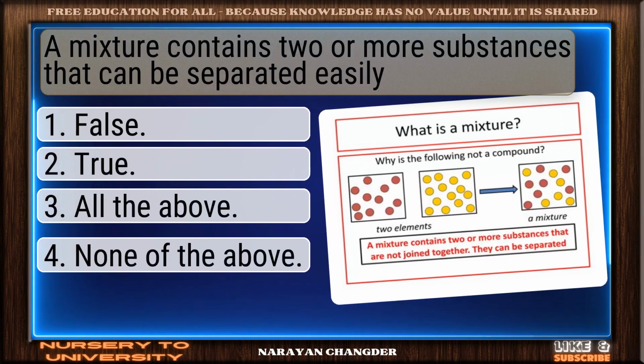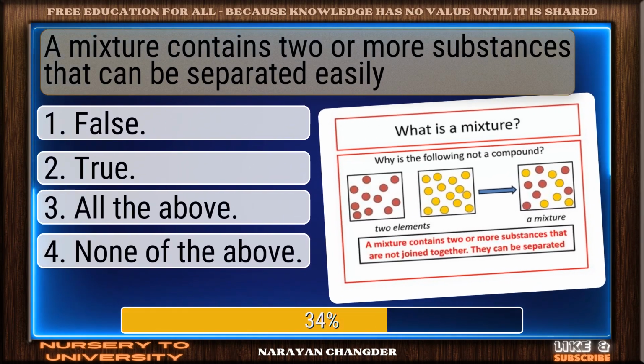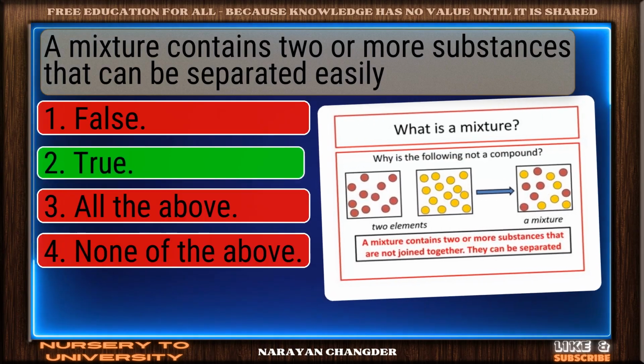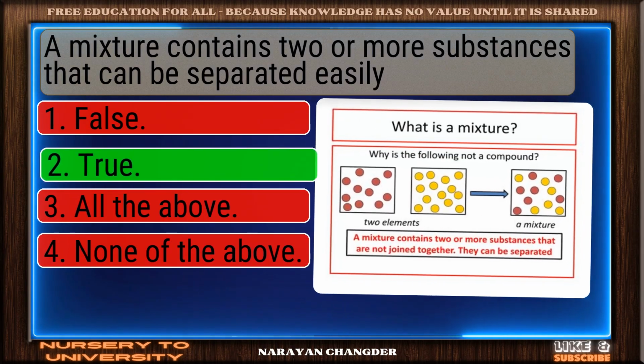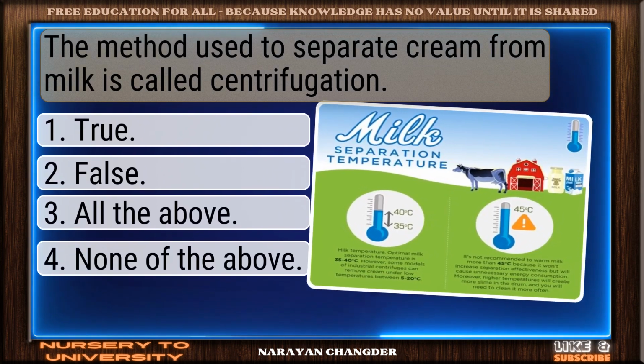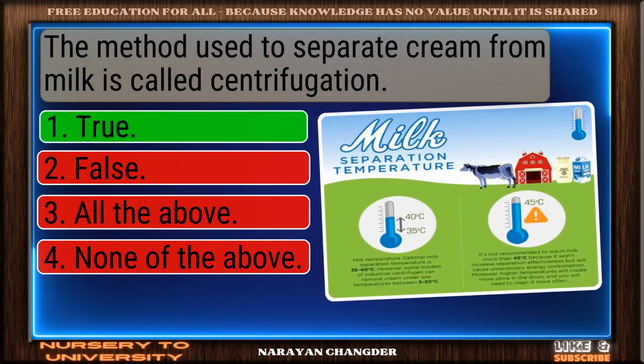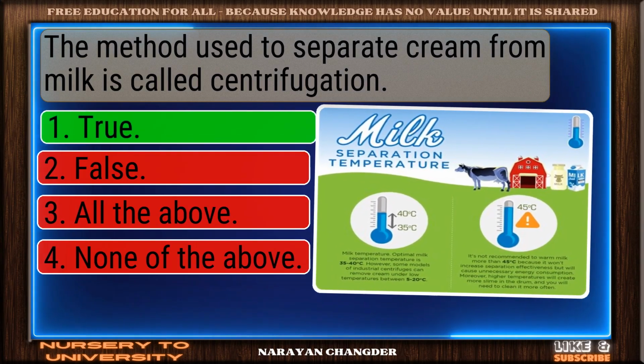A mixture contains 2 or more substances that can be separated easily. Smart move. True is an accurate answer. The method used to separate cream from milk is called centrifugation. Excellent choice. True is the right answer.